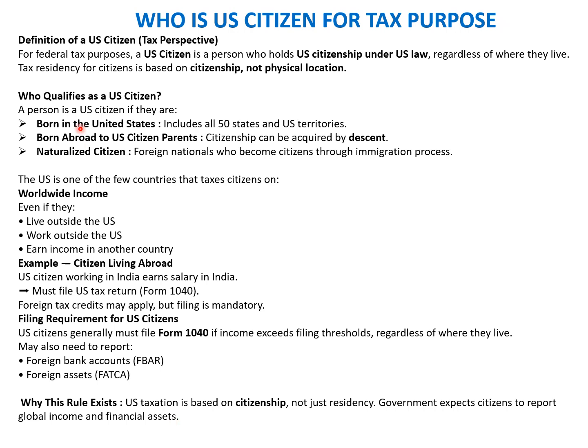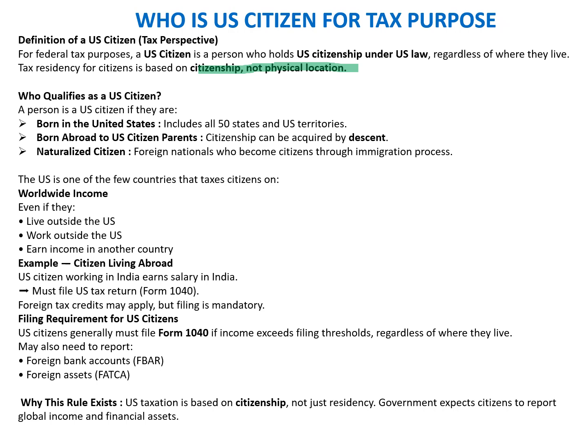Now, when we talk about US citizens, the definition of a US citizen from the tax perspective: for federal tax purposes, a US citizen is a person who holds US citizenship under US law, regardless of where they live. This means that a person who is a citizen of the US is liable to pay tax on worldwide income, irrespective of where he lives. Tax residency of the citizen is based on citizenship and not on physical location. Very important point. So who qualifies as a US citizen?